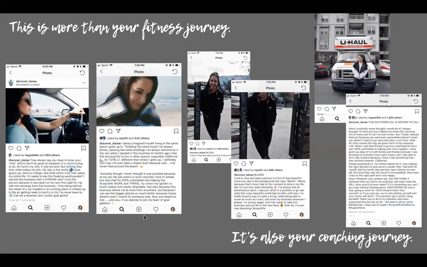"My job wasn't a work remotely kind of ordeal, but now that I'm 100% committed into making the coach life work and thrive, my vision has gotten so much clearer and totally attainable. Not only because this business allows me to work from anywhere, but because I can see the bigger picture so much better, because I know dreams aren't meant for someone else. They are meant for me."